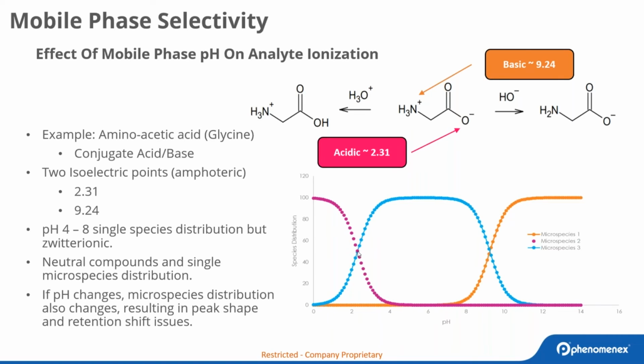And ideally, again, you don't want to work at this pKa and this pKb. These are the ones that you want to avoid, and you really want to avoid 2 pH units above and below that, because you see that they're drastically changing.